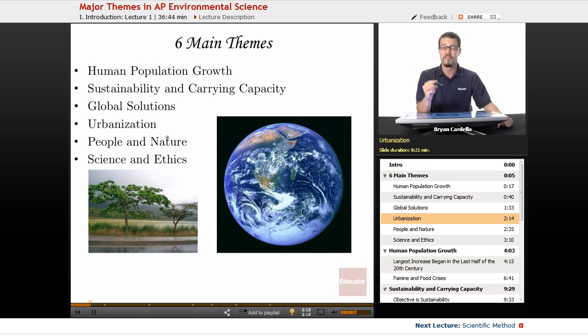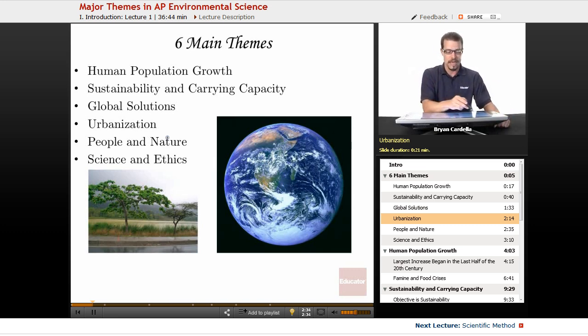Urbanization. As time goes on, more and more people are living in cities, in urban environments, and there's less and less people living in what we would call rural areas. That's an interesting concept. As time goes on, the increasing size of cities and the denseness of that population poses some issues.